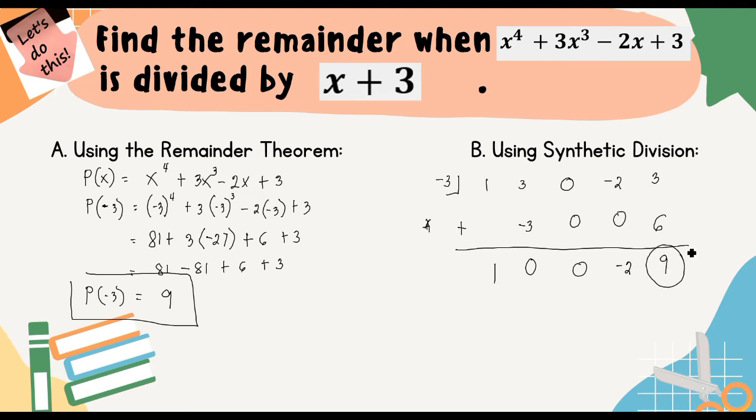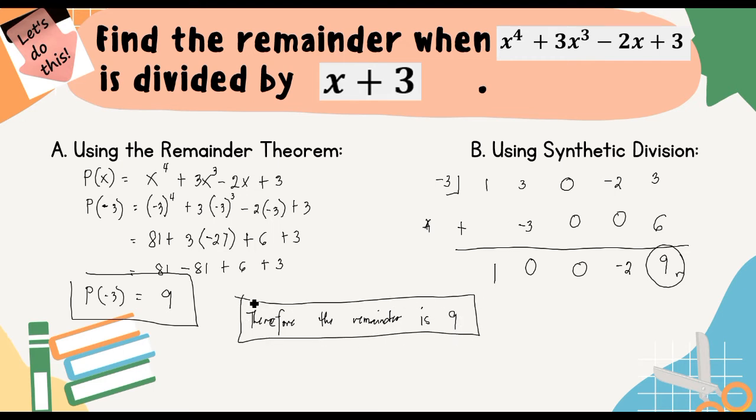So, yung dulong number, as you can see, ay 9. And that is our remainder. So, therefore, the remainder is positive 9. Ayan. So, kahit anong method ang gawin natin, makukuha natin parehas yung kanyang value ng remainder natin, which is equal to 9.